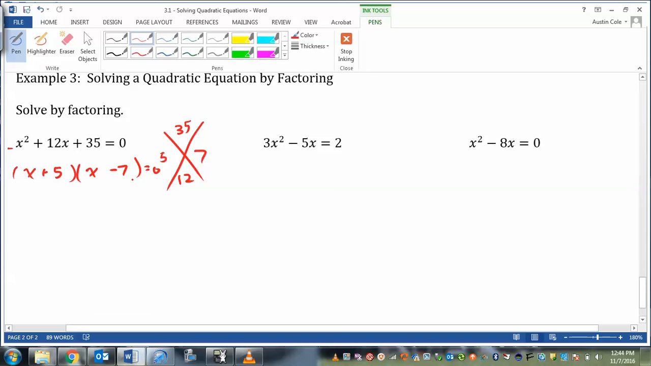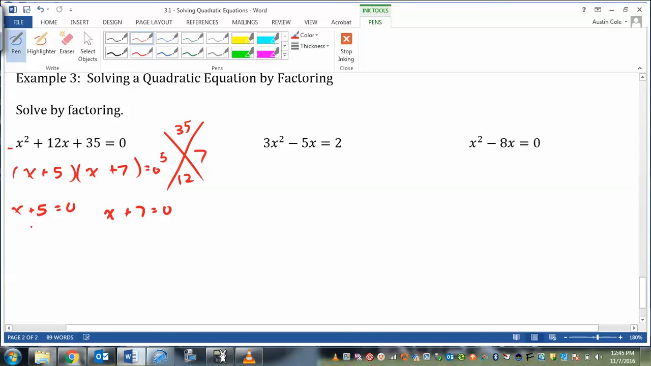Why is it minus 7? I lied. It's plus. Sorry. I made a mistake. Plus and plus. Okay, now we need to set each of these equal to 0. So x plus 5 is equal to 0, and x plus 7 is equal to 0.